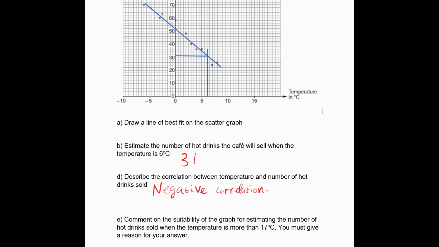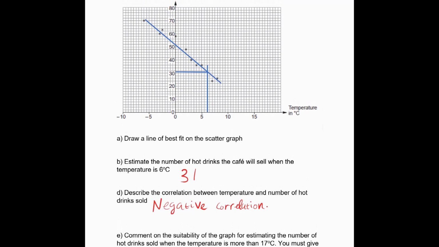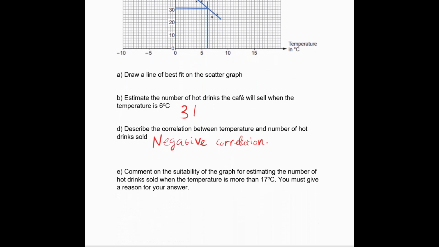For question E, they want us to comment on the suitability of the graph for estimating the number of hot drinks sold when the temperature is more than 17 degrees C. And I would say immediately that the graph is not suitable for that, because that is well outside of the range of temperature values that we know. We're only given data up to about 8 or up to about 7.5 degrees C. So this is well outside of the range of data that we have.